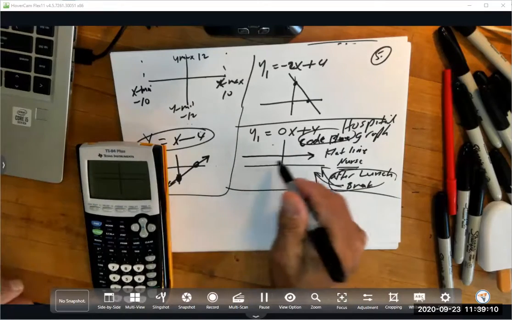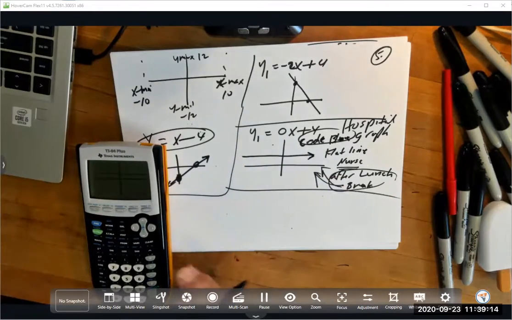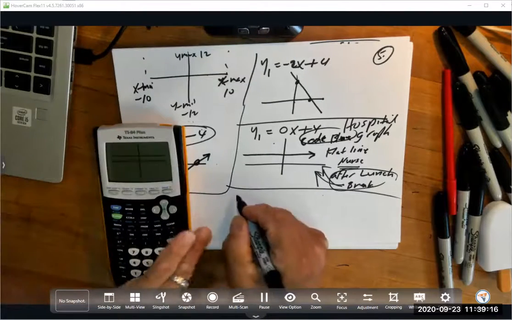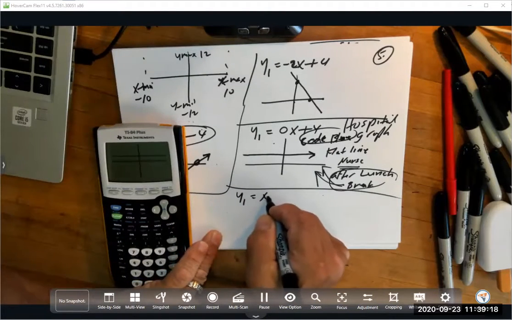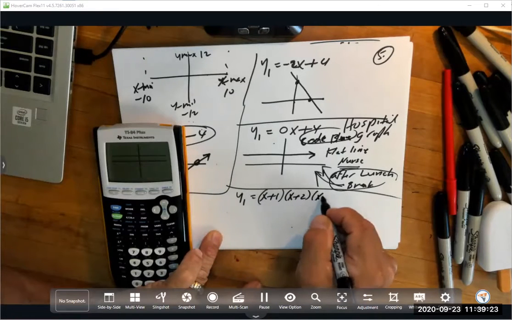So everybody get the line across like this. Means there's no more heartbeats. You're just going all the way across. Okay. Now let me do one that has a bunch of stuff. How about this one? Ready? How about x plus 1 times x plus 2 times x minus 1?